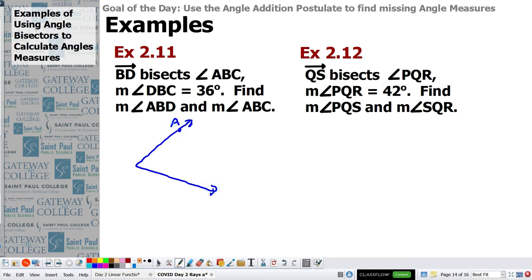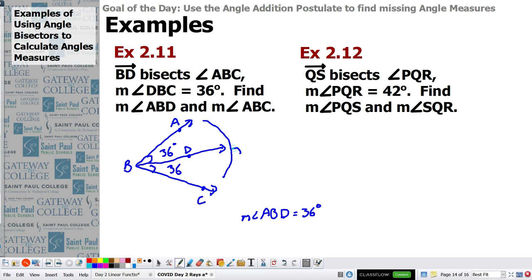All right. So angle ABC, BD is an angle bisector. And did you put the arcs in your picture? Remember, we need to do that to be accurate. The measure of DBC, that's the bottom, is 36. And then find the other two. Well, ABD, the top one, right? These have to be the same because it's an angle bisector. So I know this one has to be 36 as well. And so that's one of my answers. The measure of angle ABD equals 36 degrees.